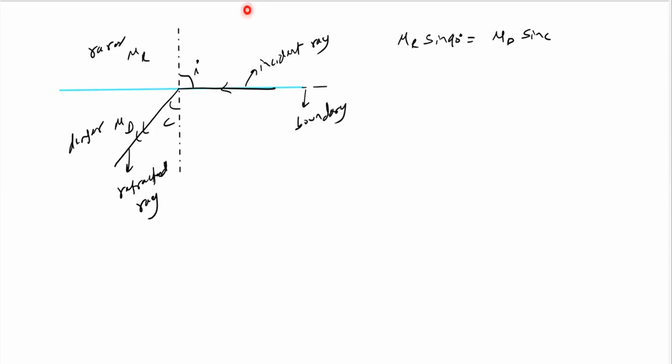If an incident ray grazes the boundary, then the refracted ray will emerge at an angle, the critical angle, with respect to the normal. This will be the normal. We'll call this the normal.